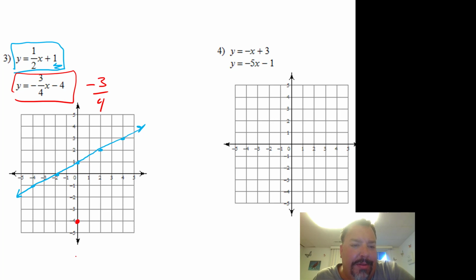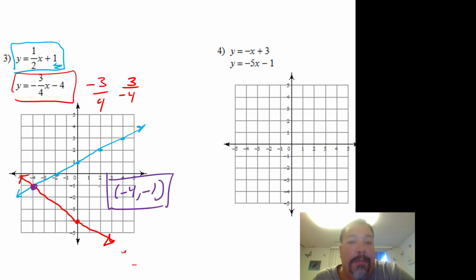And if we go down 3 to the right 4, well, we're going to be off our grid. So it's not likely that they're going to cross down there. We can see that they're getting further apart. So let's move the negative to the bottom. That's going to tell us to go up 3 and to the right 4. So there is where they're going to cross. So the point where they cross is going to be the point -4, -1. So that's the solution for number 3.